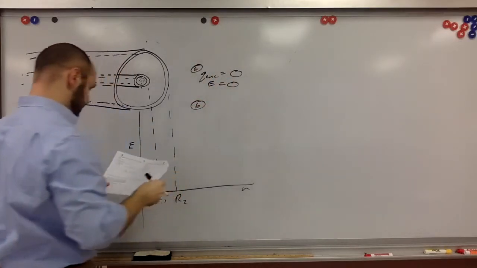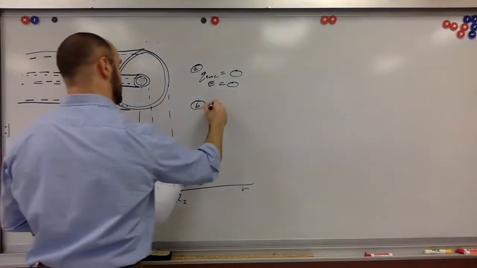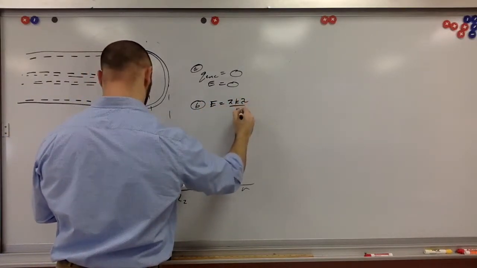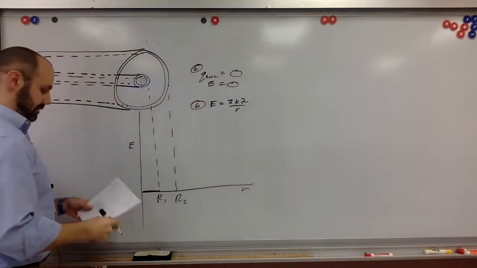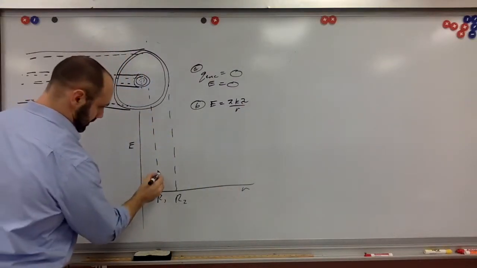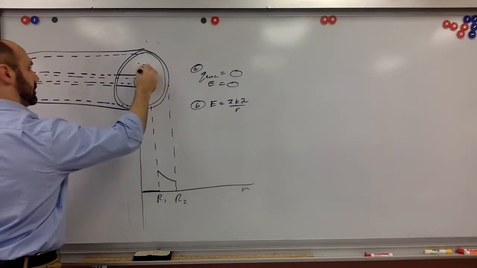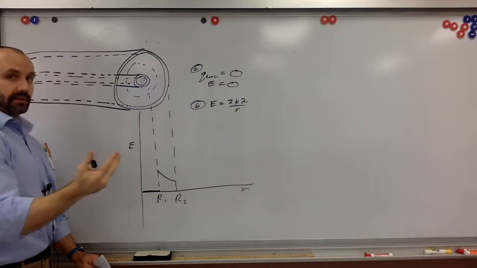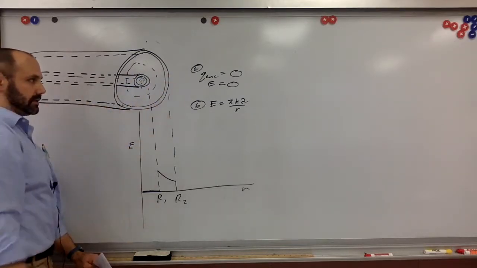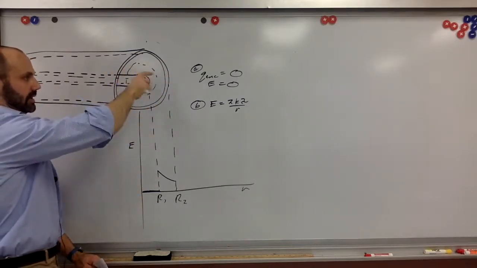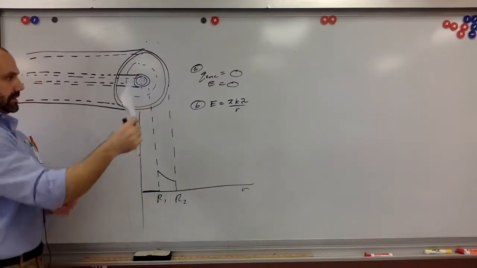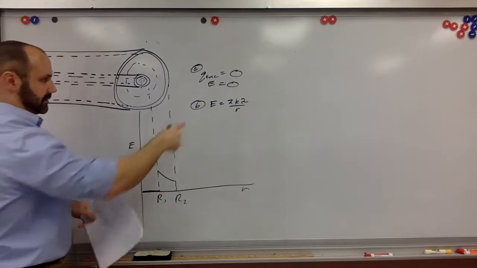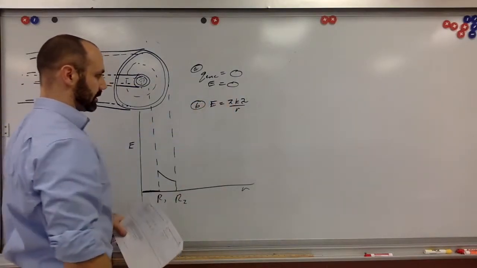For part B, when you're between the two, E is equal to just 2k lambda over R. Okay, and so what does that look like? That also looks like this, right, because here if you go around, so our Gaussian surface here is a cylinder, right, a long cylinder. Enclosed within that cylinder, it has a charge density lambda, right? And so then the electric field is given by 2k lambda over R.